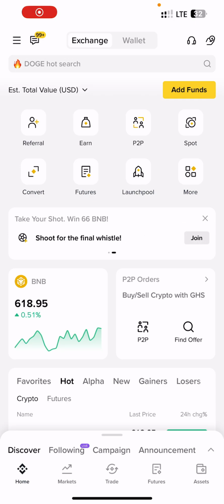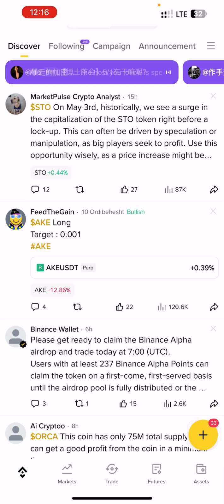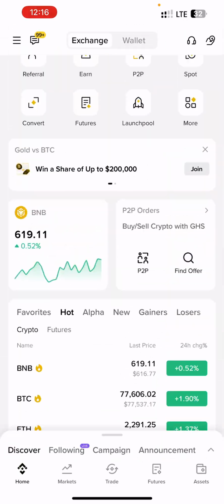Okay, this is how to place trades on Binance, and the same thing goes for other exchanges like Bybit, KuCoin, WEX, and so on, even Bitget. So first of all, this is the home page, which contains the face of all this, right?